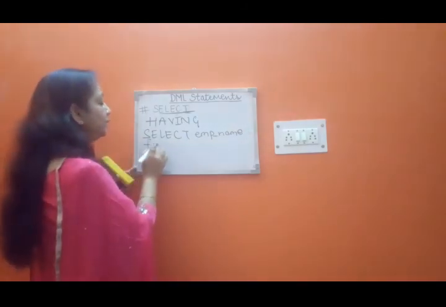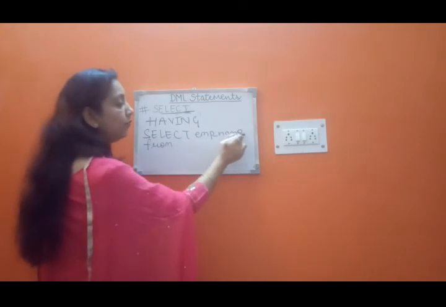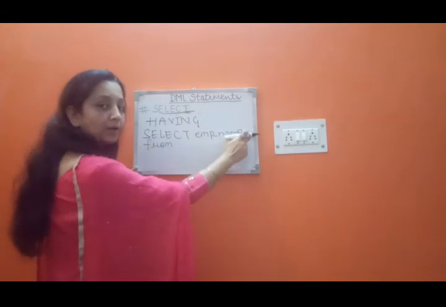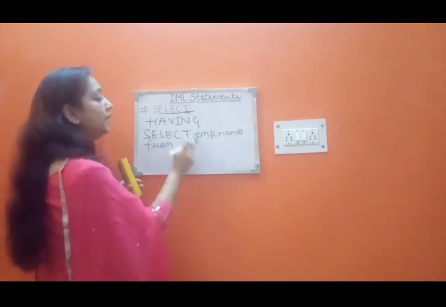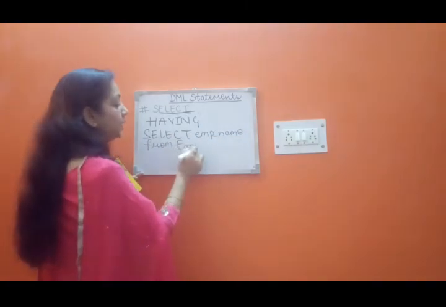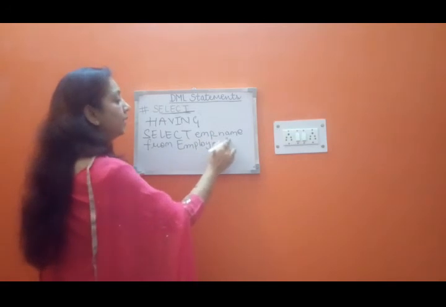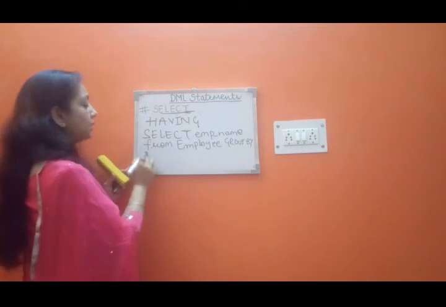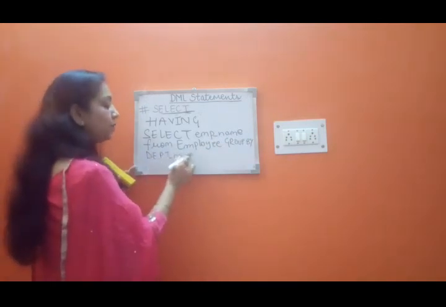When you want to view more than one column or one attribute, then you use a comma and write another attribute. So here I am using only one attribute. Select employee name from where? From the employee table. Okay, how do I want to group it? I say group by department name. Okay, I'll group them according to department.